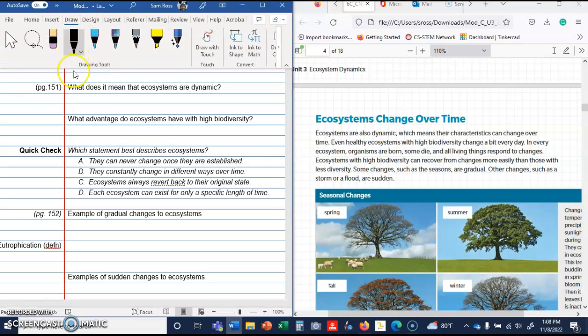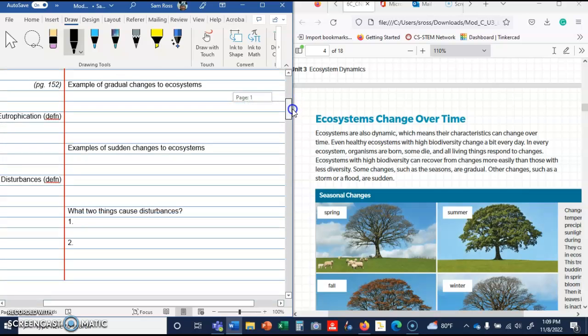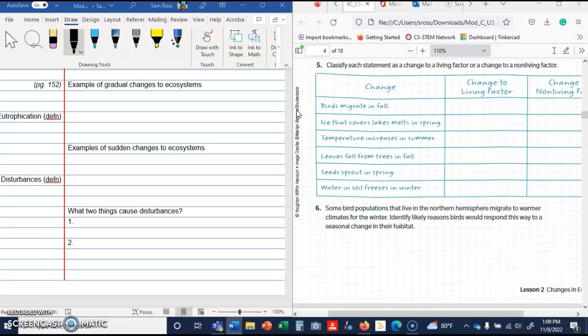Quick check, which statement best describes ecosystems? It's going to be B. They constantly change in different ways over time. Okay, so let's go ahead and scroll down. 152, example of gradual changes to ecosystems.